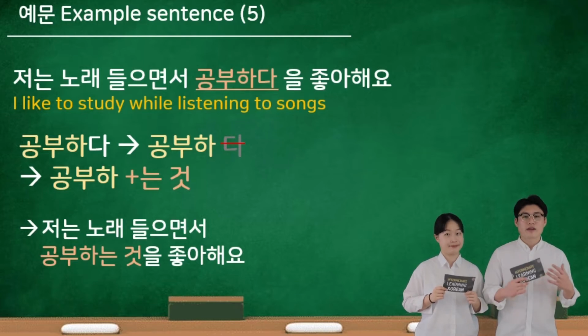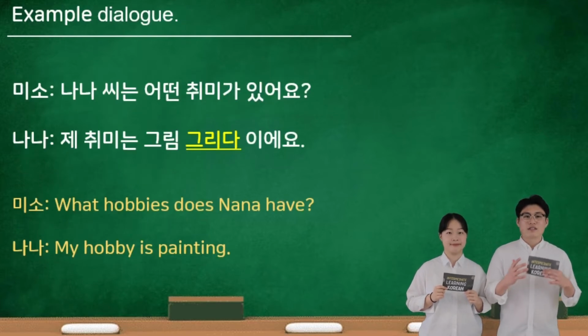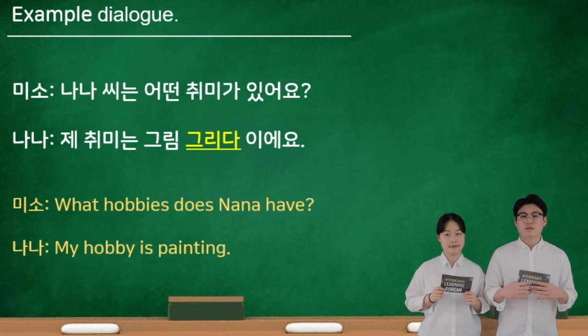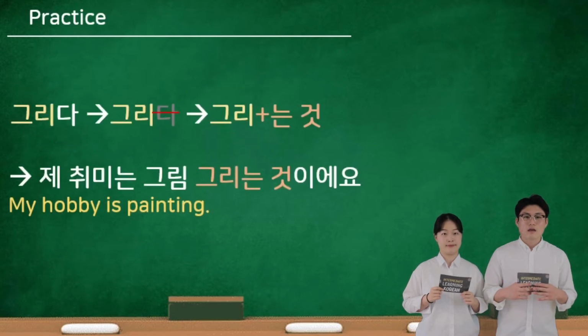Yeah, I understand better because I hear the explanation through example sentences. Then, from now on, let's practice by looking at example sentences through dialogue. 미소 asks, 나나 씨는 어떤 취미가 있어요? 나나 says, 제 취미는 그림 그리다이에요. When we remove 다 from the verb 그리다, we can use 는 것. So it becomes 제 취미는 그림 그리는 것이에요.